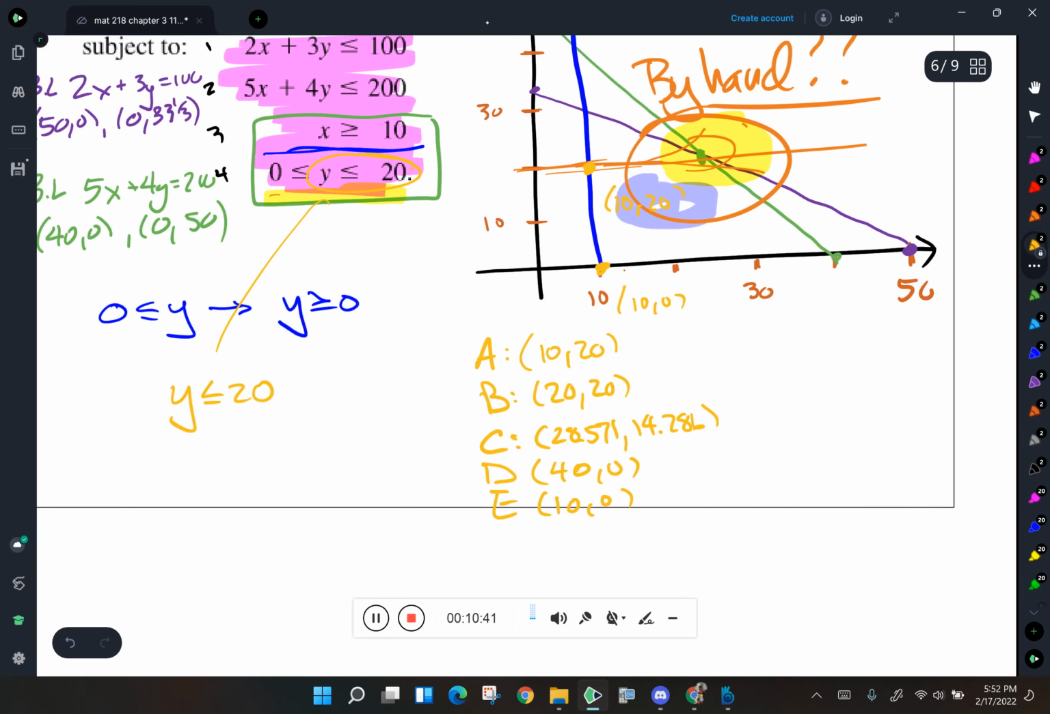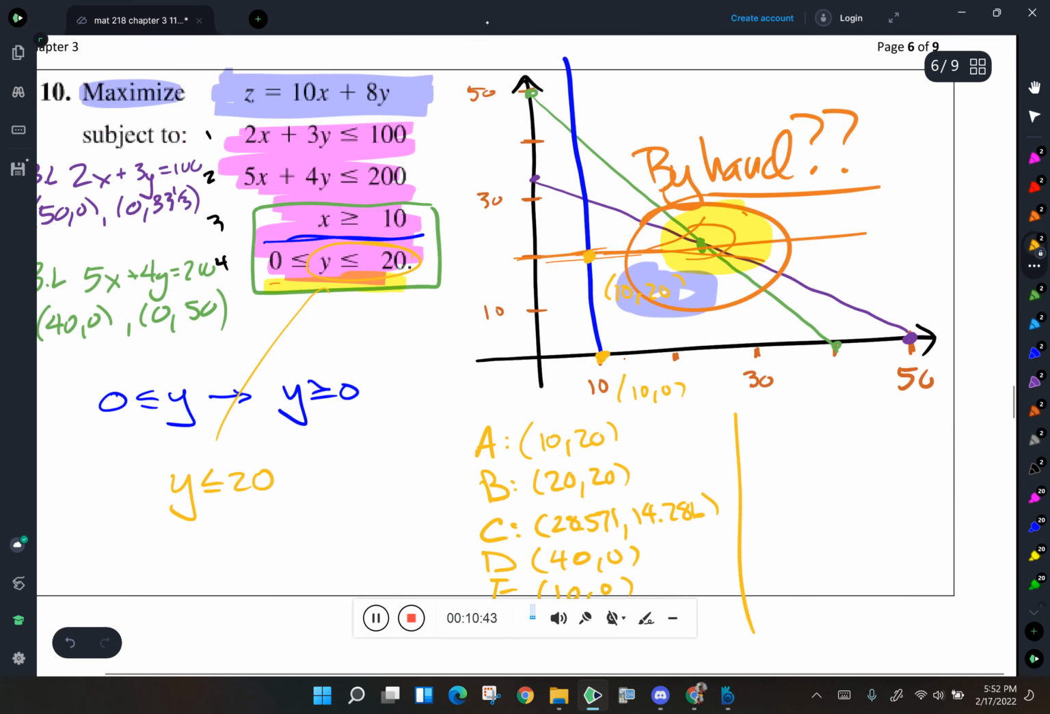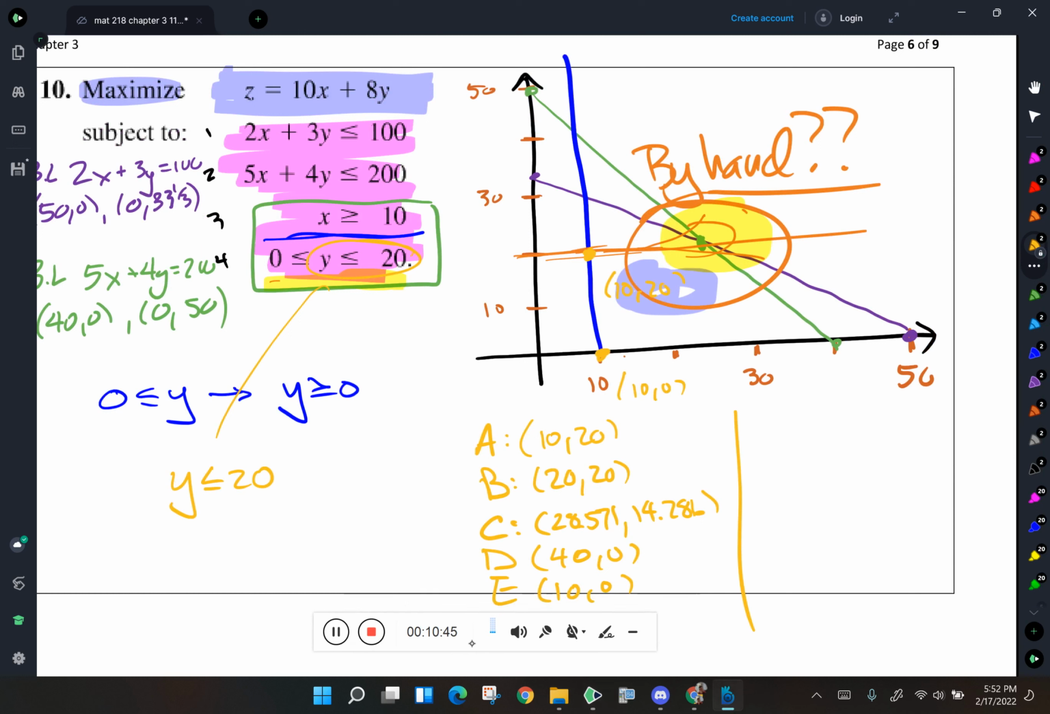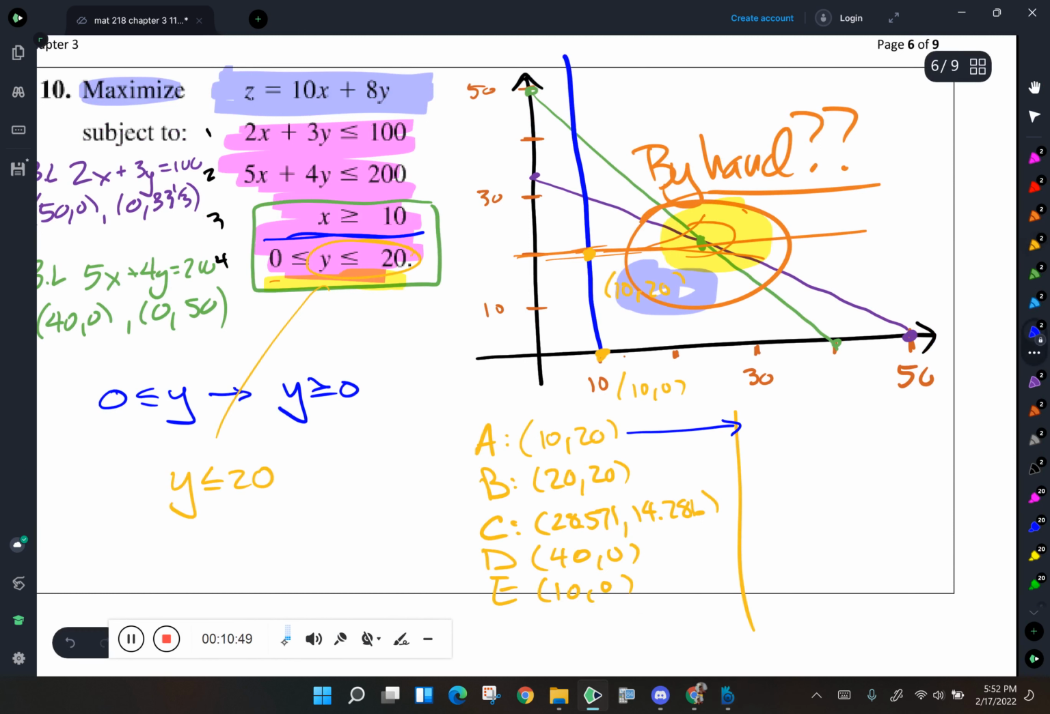I'll find the value of my objective function at each of those corners. So at this corner right here, what's Z worth? Well, remember, Z is up here. It's 10 times X plus 8 times Y. So that's 10 times 10 plus 8 times 20. Okay. 10 times 10 is 100. 8 times 20 is 160. So I get 260. We good to there?